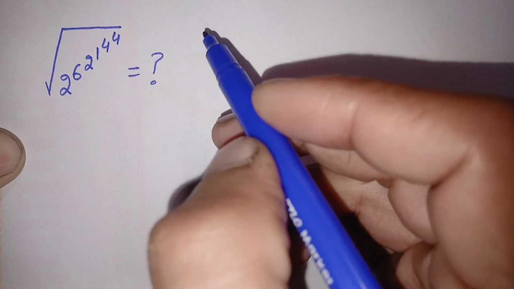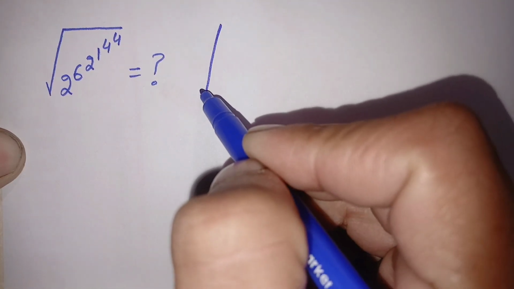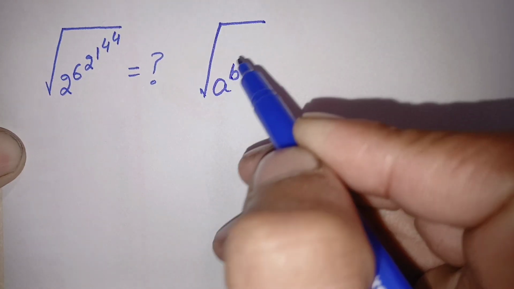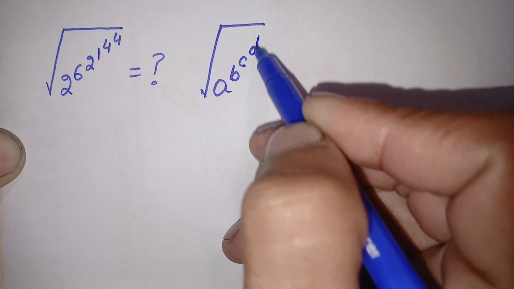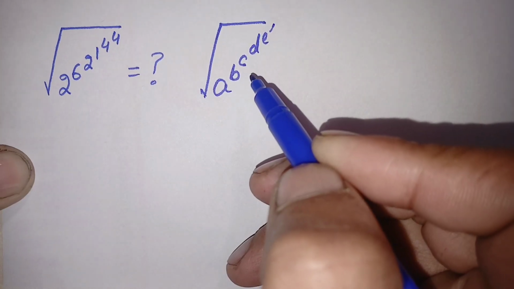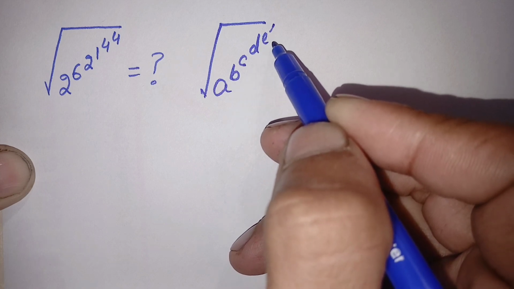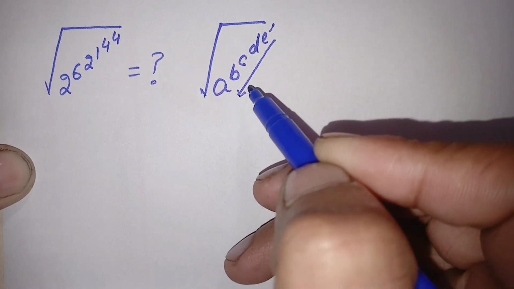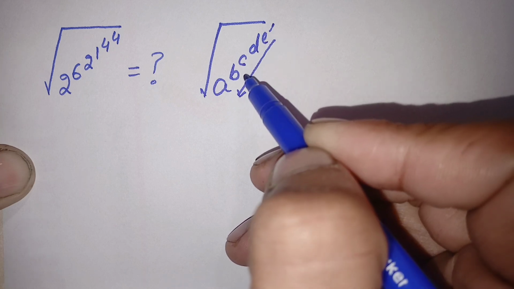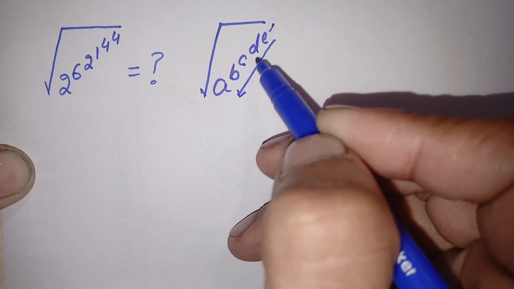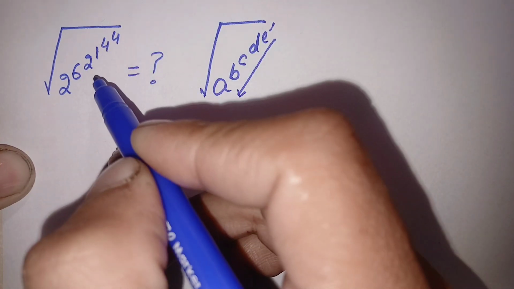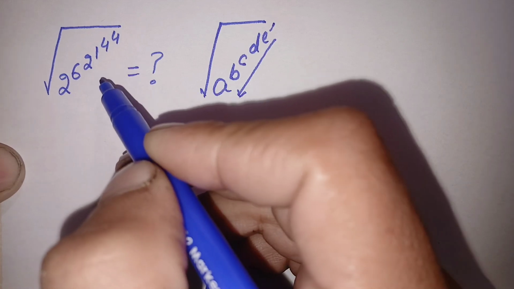Now the rules are that if we have a square root problem in this form, a raised to power b raised to power c raised to power d raised to power e and so on, we will solve the powers from top to bottom. First we will solve the power d raised to power e, then c raised to power that power, then b raised to power that power, and in this way we will come down. So here we will use these specific rules inside this square root number to solve it.